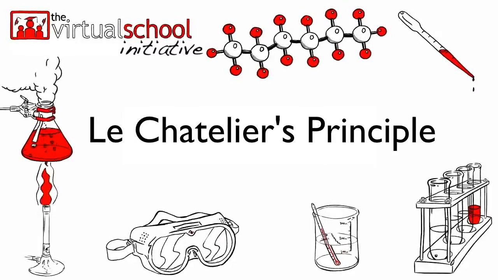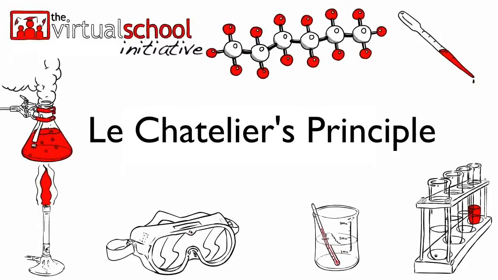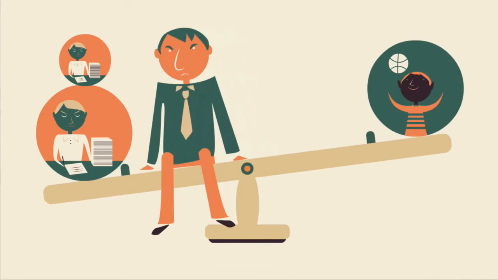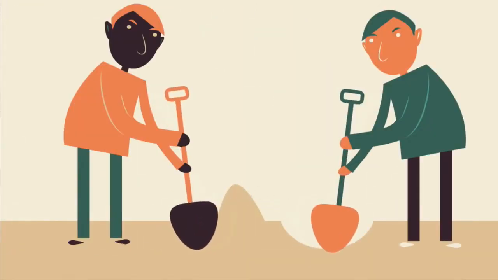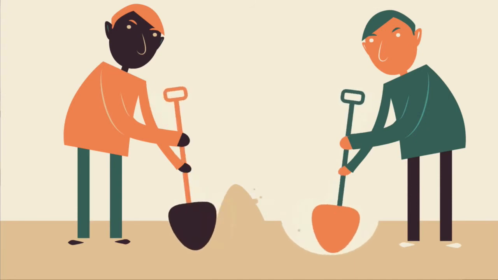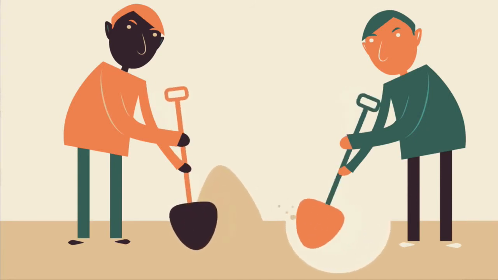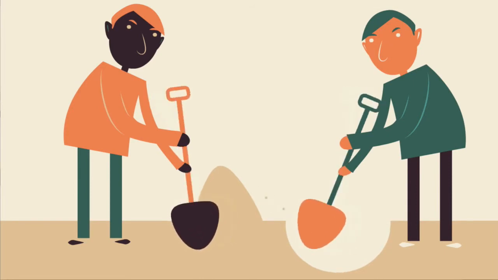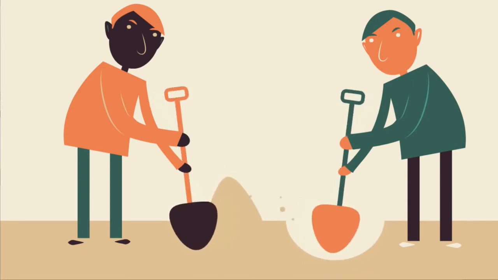In this lesson, you will learn about Le Chatelier's Principle, which explains what a system at equilibrium does in response to stresses. Let's return to our original example of you digging a hole and your friend refilling it simultaneously. If you start digging at a rate faster than refilling, the hole gets larger. In order to maintain a constant size of the hole, your friend must work harder to fill it faster.